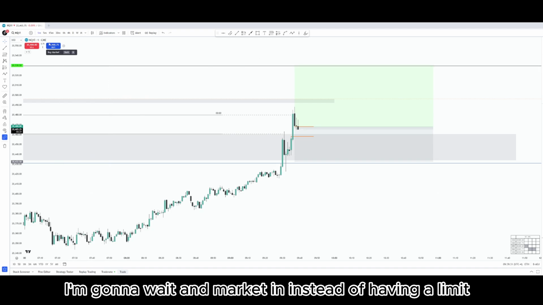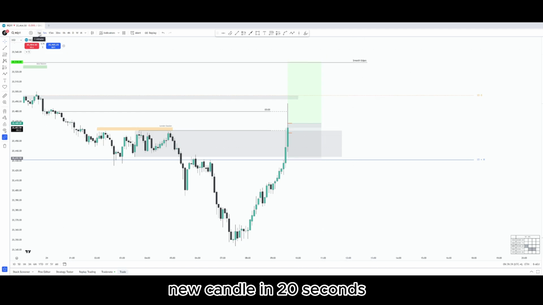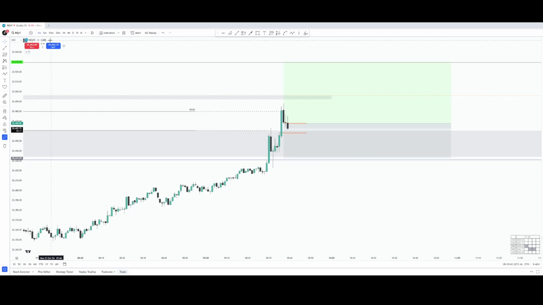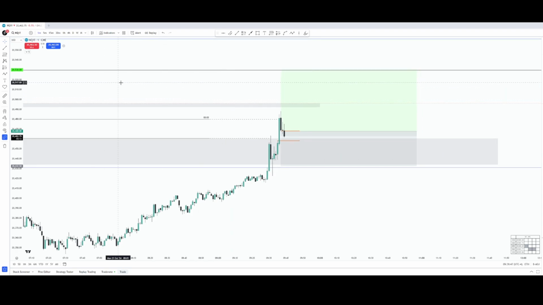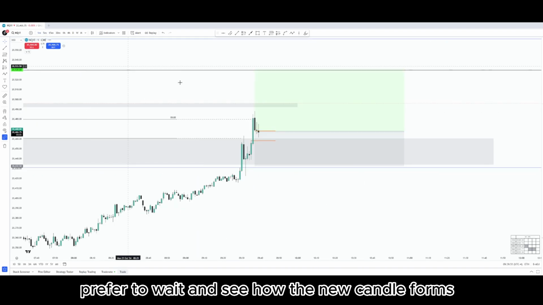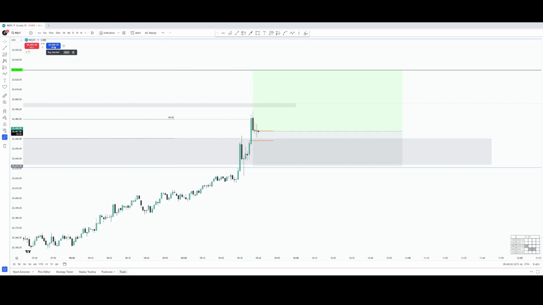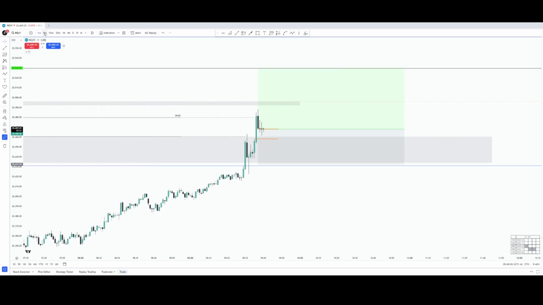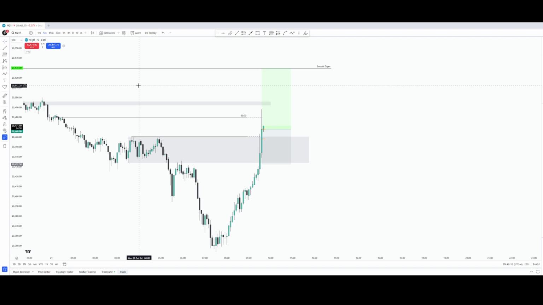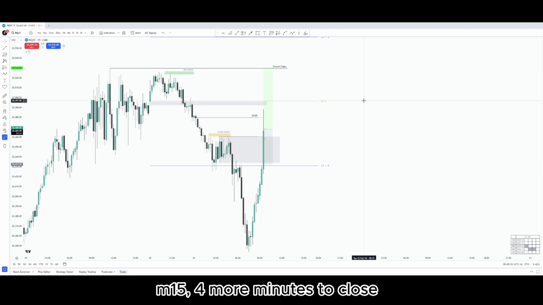I'm going to wait and mark it in instead of having a limit. New candle in 20 seconds. I prefer to wait and see how the new candle forms, and then probably jump in later. It's struggling. And M15, 4 minutes to close.